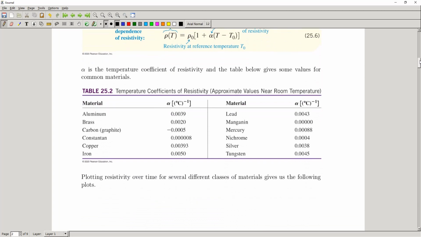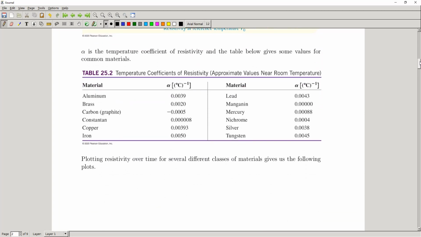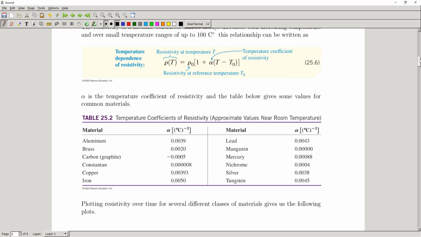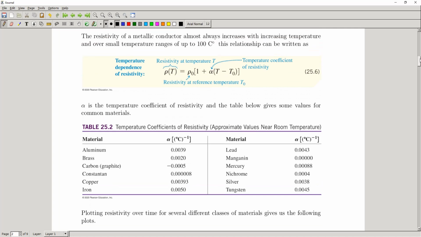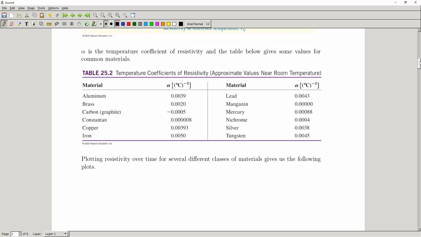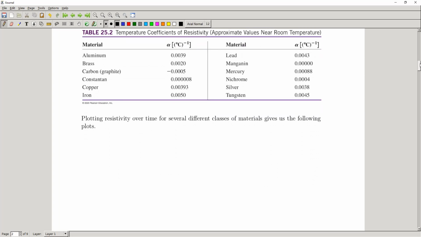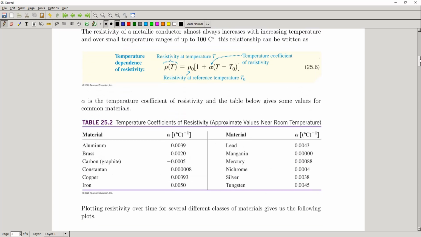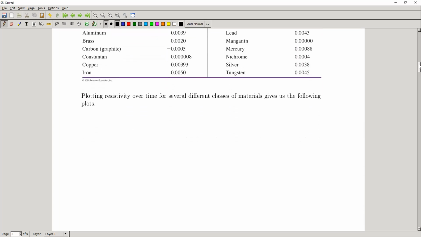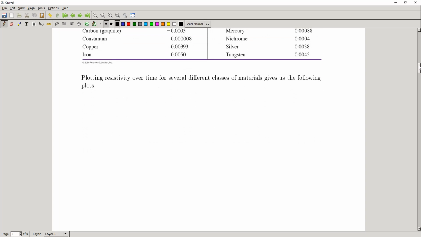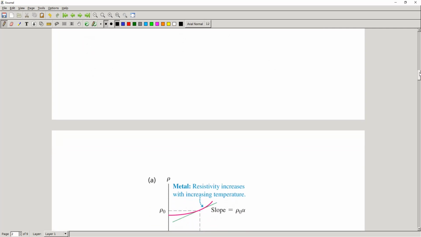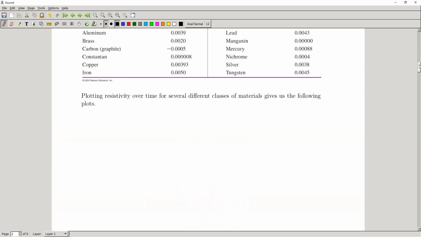This is the table I already mentioned of different alphas, which are our temperature coefficients of resistivity, and we could use those in equation 25.6 if we needed to. If we plot a bunch of different resistivities over temperature for several different materials, and I'm not sure why this says time, this should be temperature. I'll change that.